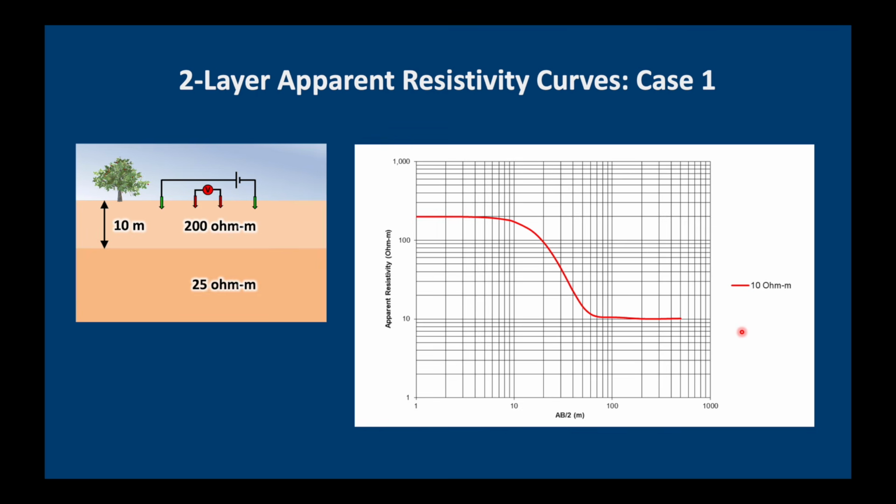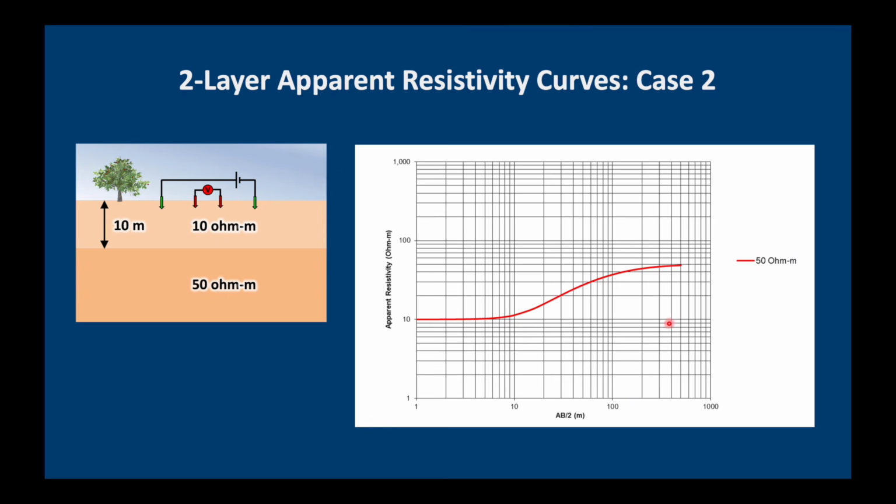Now, let's change the bottom resistivity to 25 ohm meters and 50 ohm meters and 100 ohm meters. So all of the resistivity curves start at the same place because the top resistivity hasn't changed. But as we change the resistivity of our bottom layer, it gradually brings the curve up to meet the resistivity of our second layer.